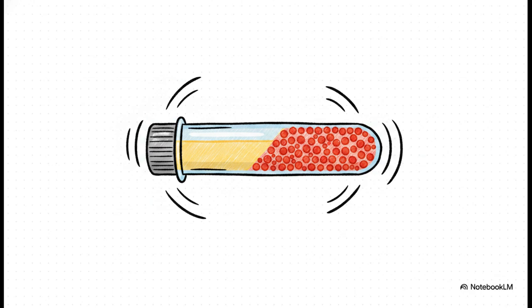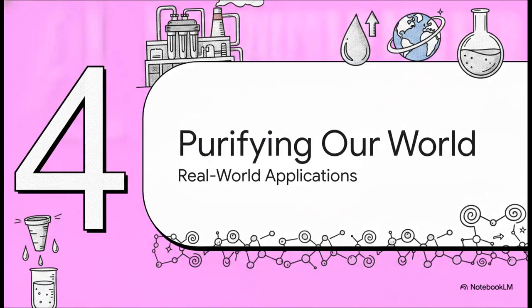To put that into perspective, this is exactly the process doctors use to separate light plasma from heavier red blood cells to detect diseases. It's absolutely crucial for modern medicine. Which brings us to Section 4, purifying our world. Let's talk real-world applications.